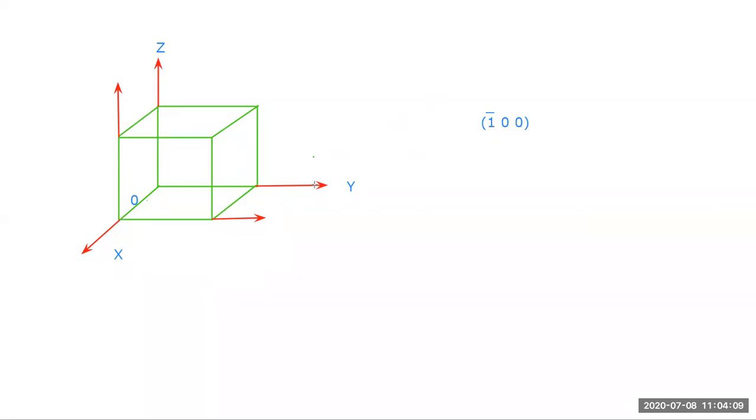So we have to indicate bar 1 0 0. Bar 1 is negative. The positive x-axis is this side, and the negative x-axis point, bar 1, is this point. So bar 1 is indicated by this particular point. Then 0 is there, so y is 0, and z is also 0. So which plane is this? Bar 1 0 0. So this entire plane is the bar 1 0 0 backside plane.